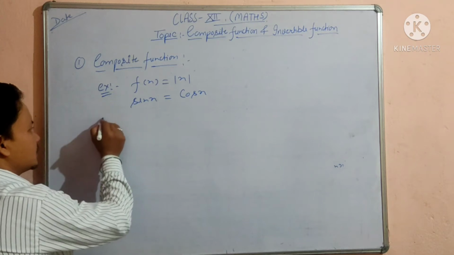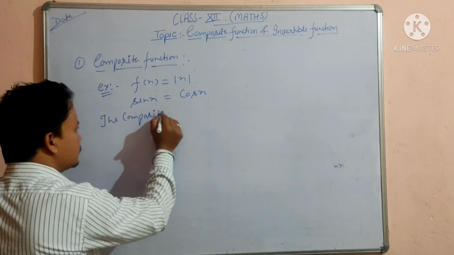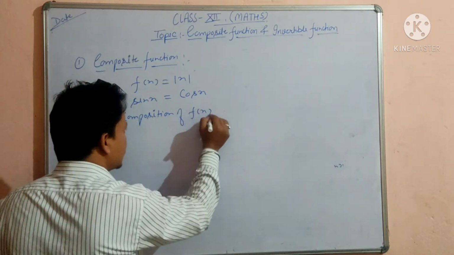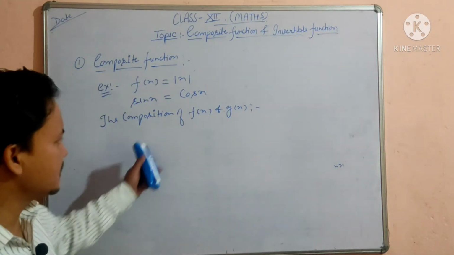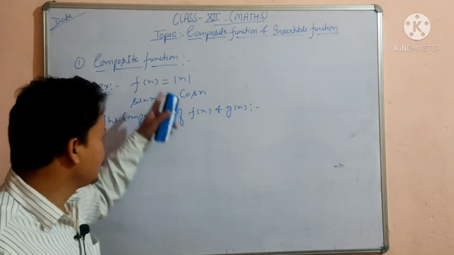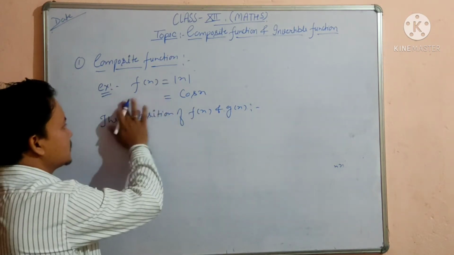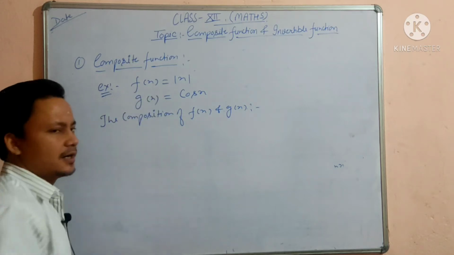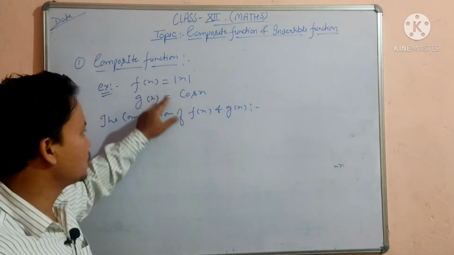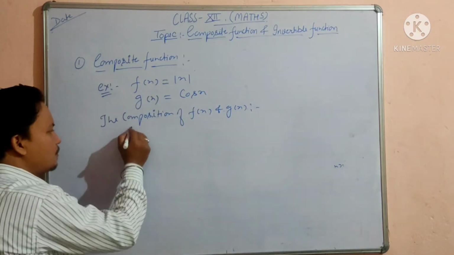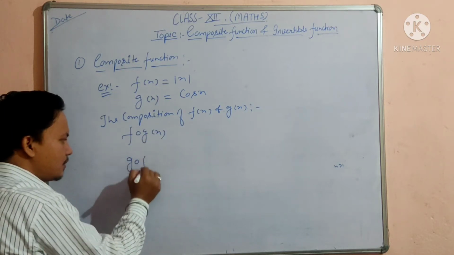Now the composition of f(x) and g(x). What are the compositions of f(x) and g(x)? Composition means on behalf of these two given functions, sorry, this is g(x), we have to create a third one, which is known as the composition of both the functions. So first we will find fog x, and second we will find gof x.